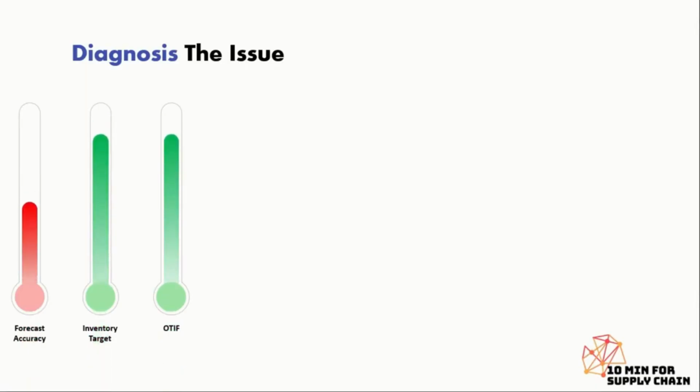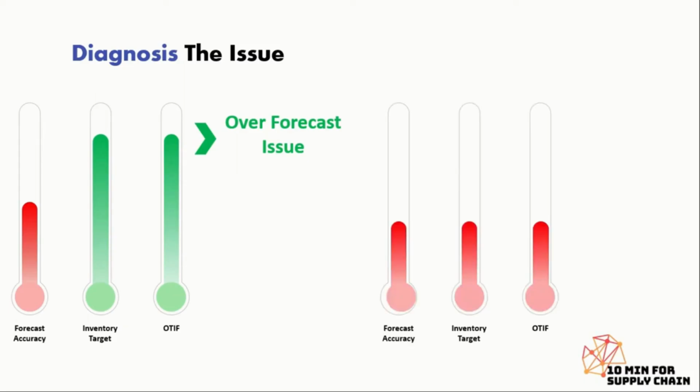The second thing is, let's say we are having a low forecast accuracy, but we are having high inventory targets, and that is why our OTIFs are high, but still we are experiencing high level of inventory. It can be an issue of over forecast, where accuracy is low but inventory is high.